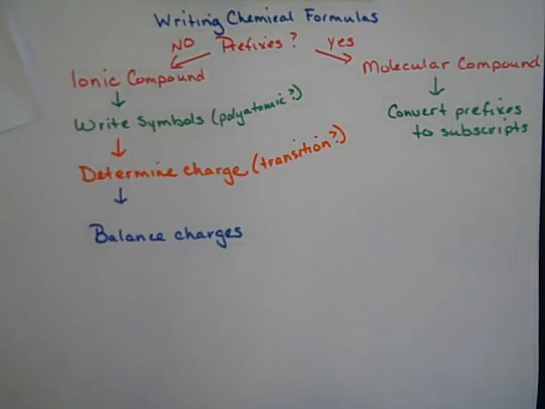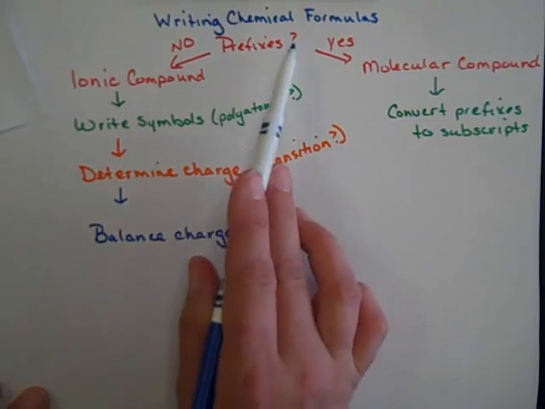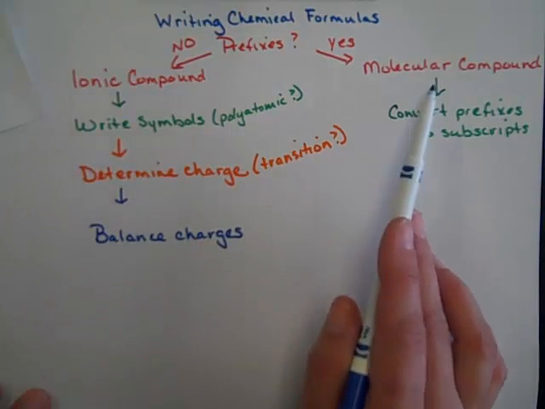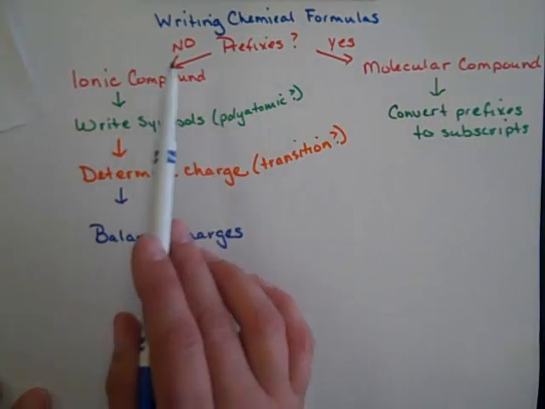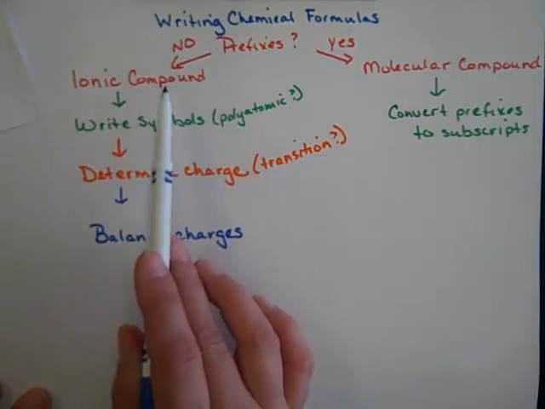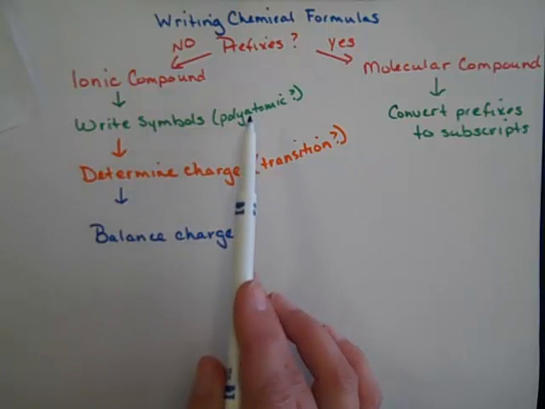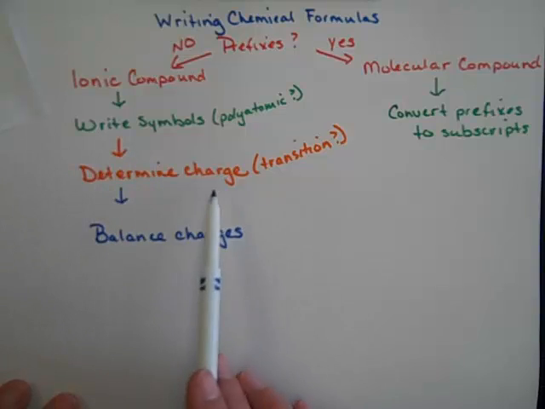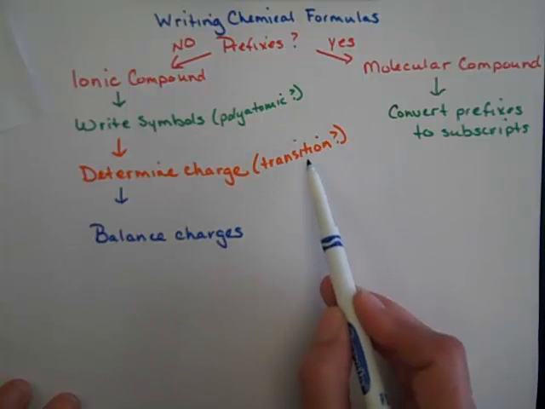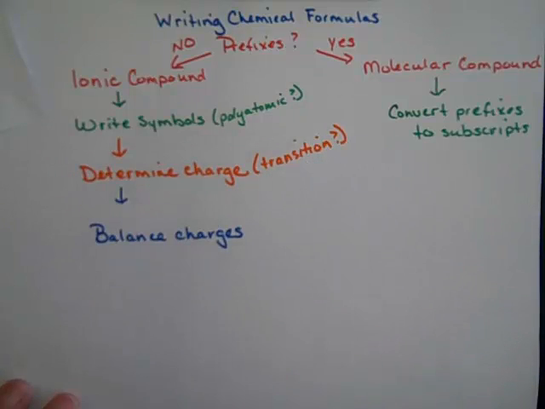So writing chemical formulas, here's essentially the steps. If you have an unknown compound, check whether it has prefixes. If it does, it's molecular, and you just use the subscripts. If it does not have prefixes, it's an ionic. You have to write the symbols, pay attention to whether or not it's a polyatomic in that particular case, and then determine the charge. Determine the charge by looking at the periodic table or looking to see if it's a transition element. Okay? And then once you have those charges, you can balance the charges and write the symbols and the subscripts based on those charges.